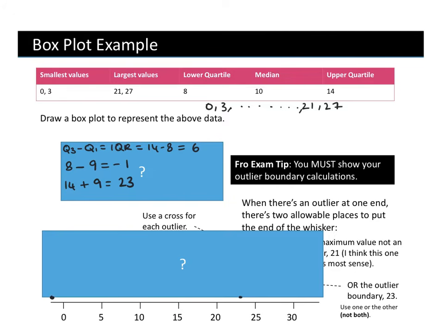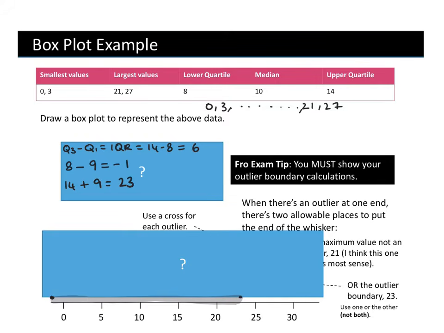Anything outside, actually I'm going to use a highlighter, anything outside of this range is an outlier. But how do we represent outliers?